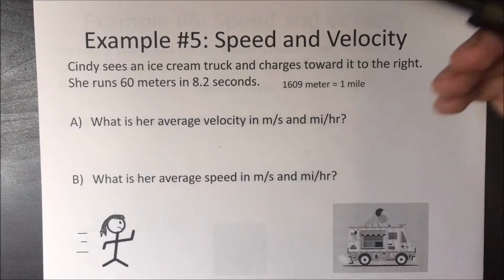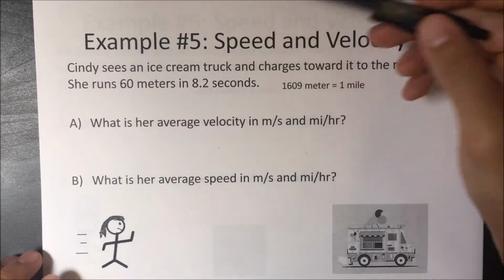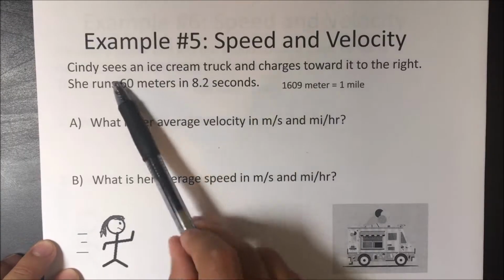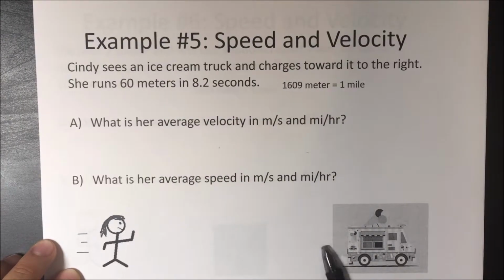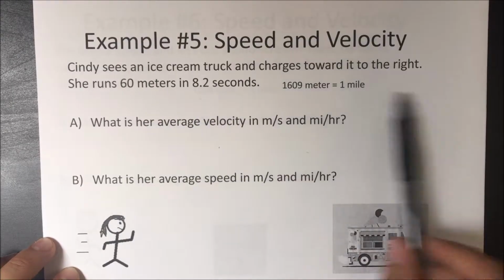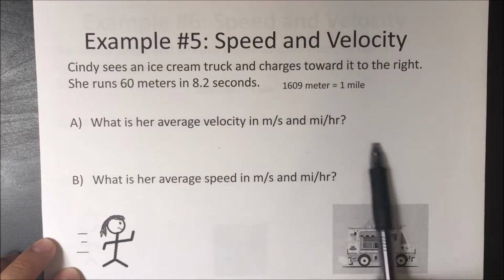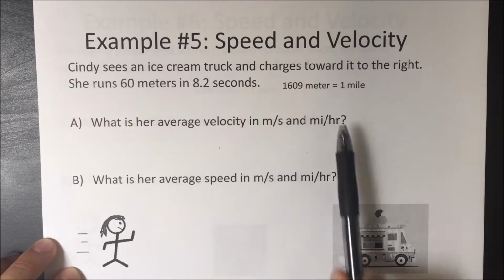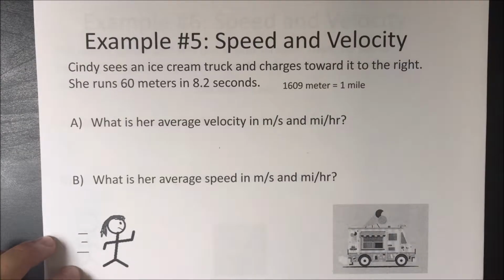Okay, so now we are on speed and velocity, example number 5. Cindy sees an ice cream truck and charges towards it to the right. She runs 60 meters in 8.2 seconds. What is her average velocity in meters per second and miles per hour?